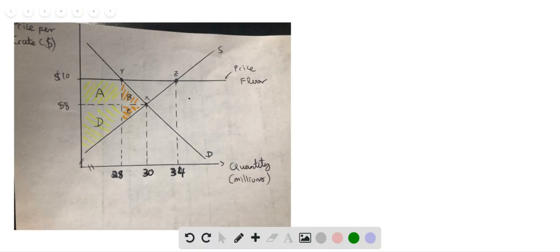But due to the imposition of this price floor, which increased the price from $8 to $10 per crate, quantity demanded fell from point X to point Y, so that there were only 28 million crates being demanded. This is because prices increased, and so consumer demand for apples will naturally decrease.